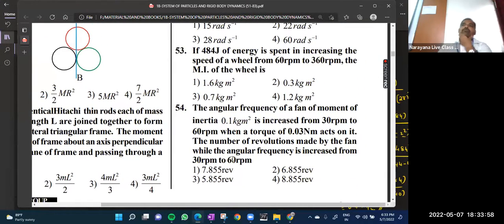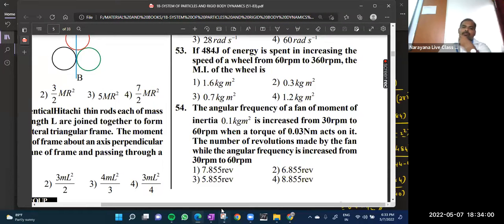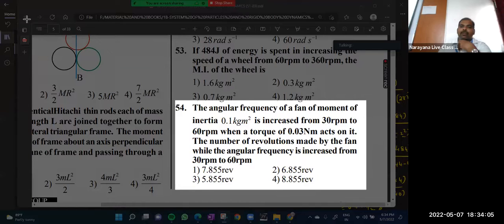Try 54. The 54th problem you have to try.